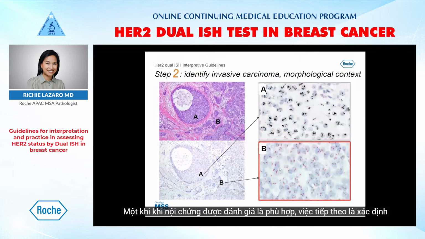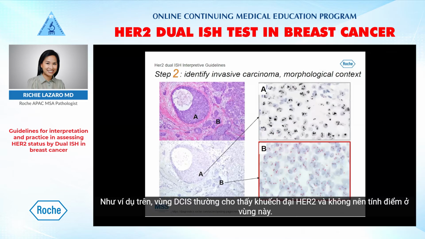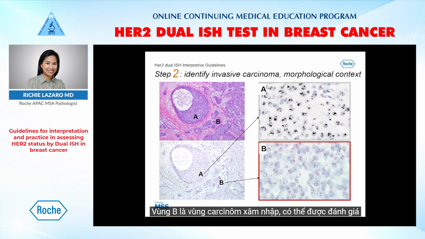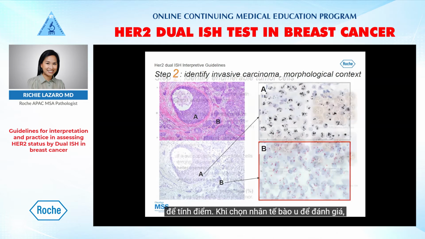Once the internal control is assessed to be valid, the reader then identifies the invasive carcinoma. DCIS, labeled as A, for example, usually shows HER2 amplification and should not be scored. The area in B, with the invasive tumor, can be assessed on the dual-ISH stained slide, and this is where the reader finds appropriate cells for scoring.